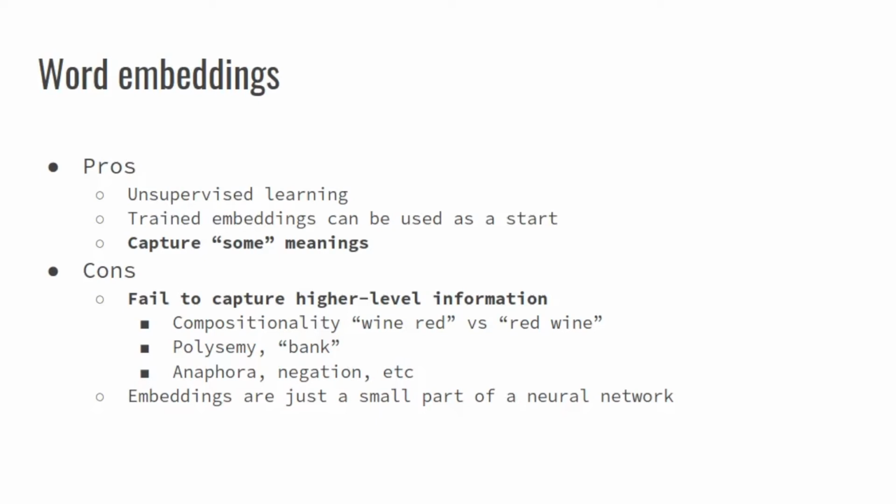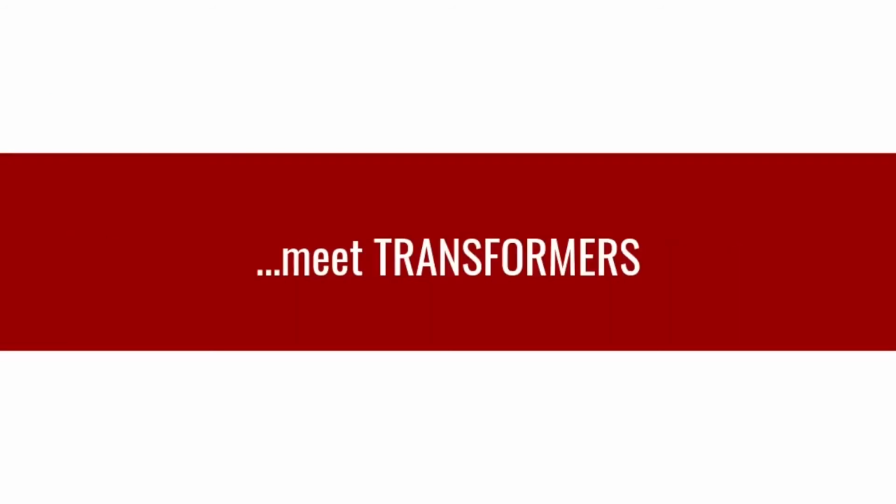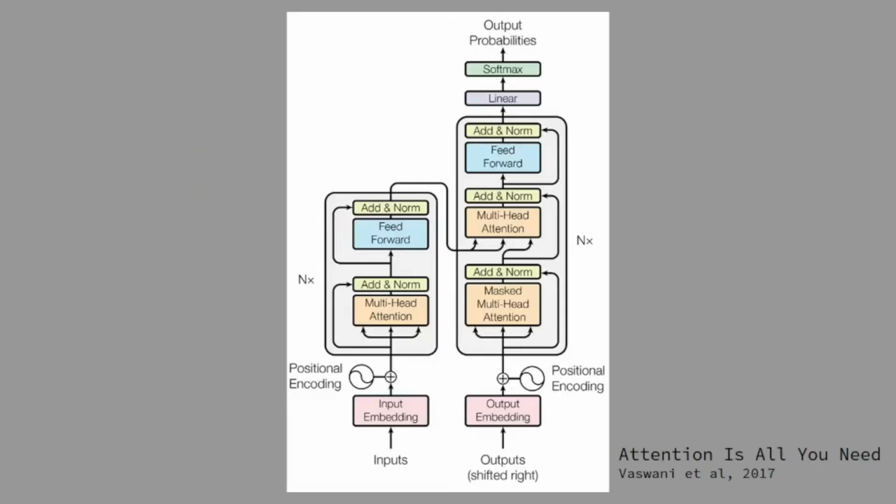So we need a better system. We need a better system to capture meaning. Meet transformers. Transformers are not these cars that become robots, but transformers are this. This is a big block, and three years ago it appeared in a paper called Attention Is All You Need. Let's see the idea behind this.